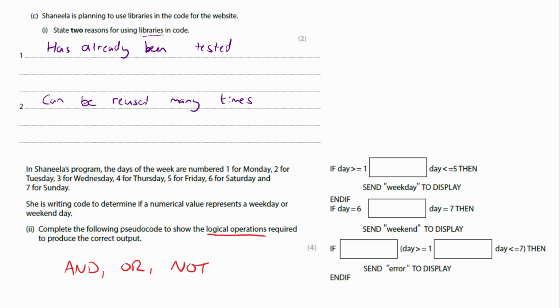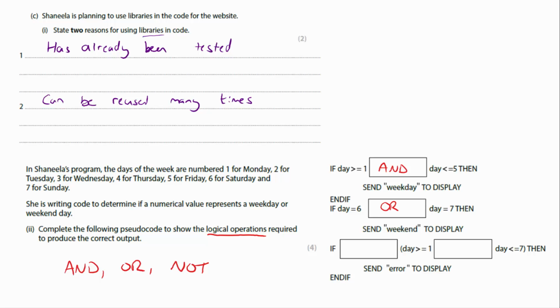So if day is greater or equal to 1, something, day is less than or equal to 5. So this is going to be for a weekday, it's got to be both. It's got to be both. So this is AND. If a day is equal to 6 or equal to 7, it's going to be a weekend.